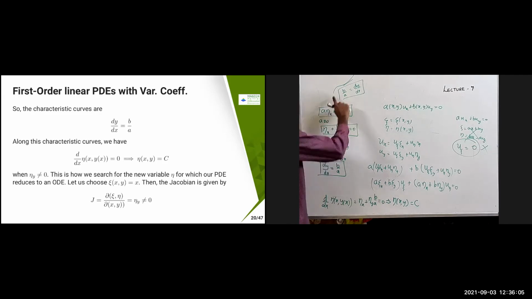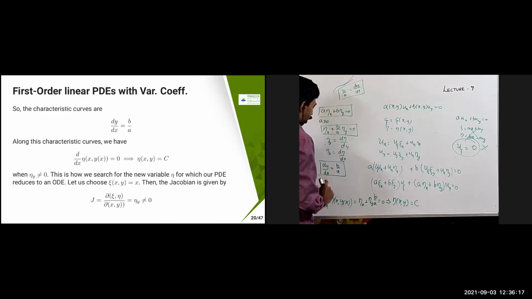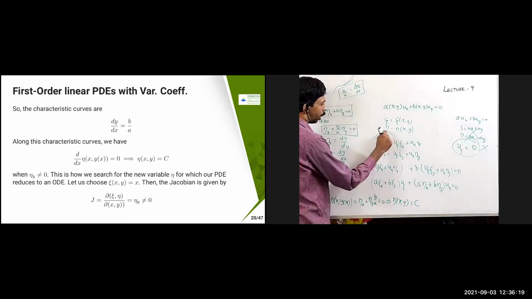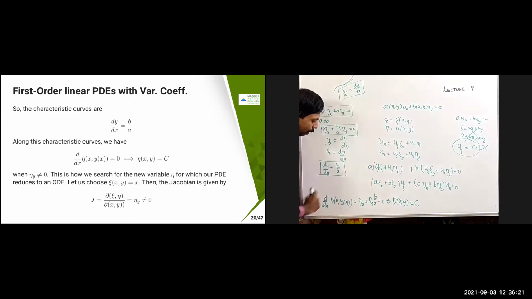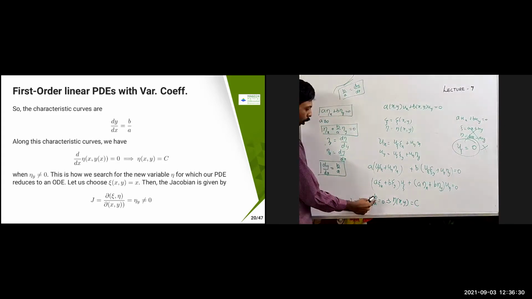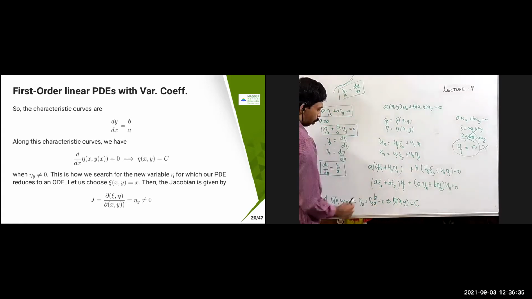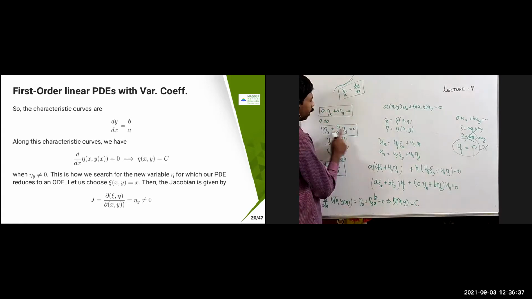Now I'm going to define a curve, characteristic curve. I'm going to take the characteristic curve which is satisfying this condition, dy by dx equal to b by a. Only those curves I'm going to take. So if those curves are taken, then automatically I can find my d eta by dx. So d eta by dx is going to become eta x plus eta y into b by a, because I'm taking a characteristic curve of this form. So that is going to be satisfied, because eta y into dy by dx will come, so dy by dx is b by a. So this is 0, which we have already assumed.